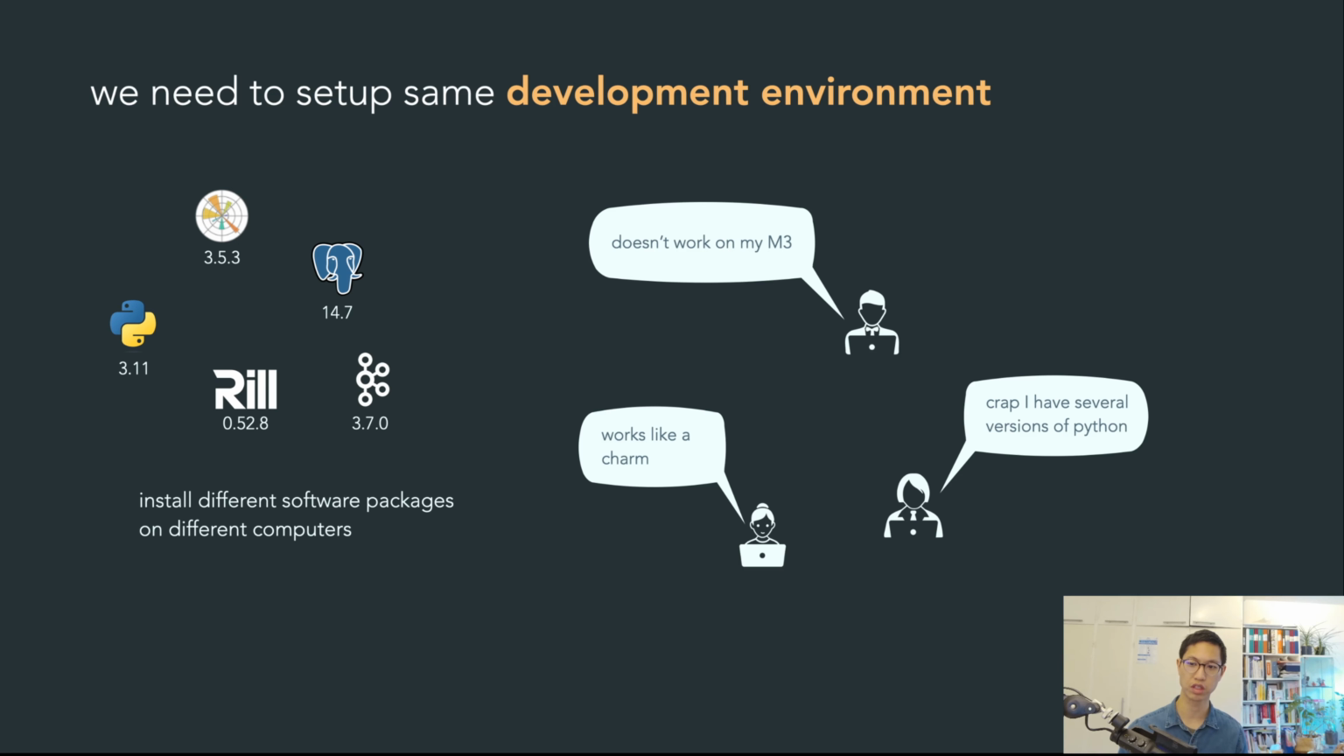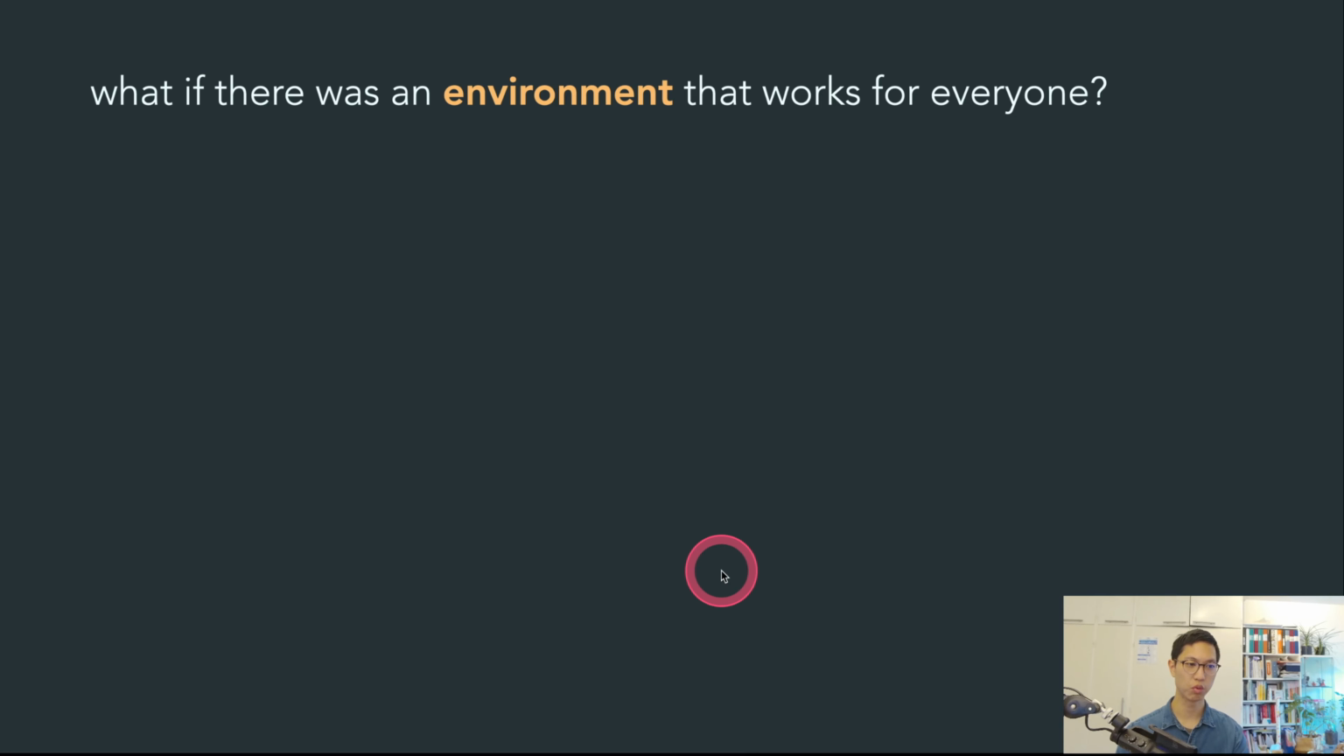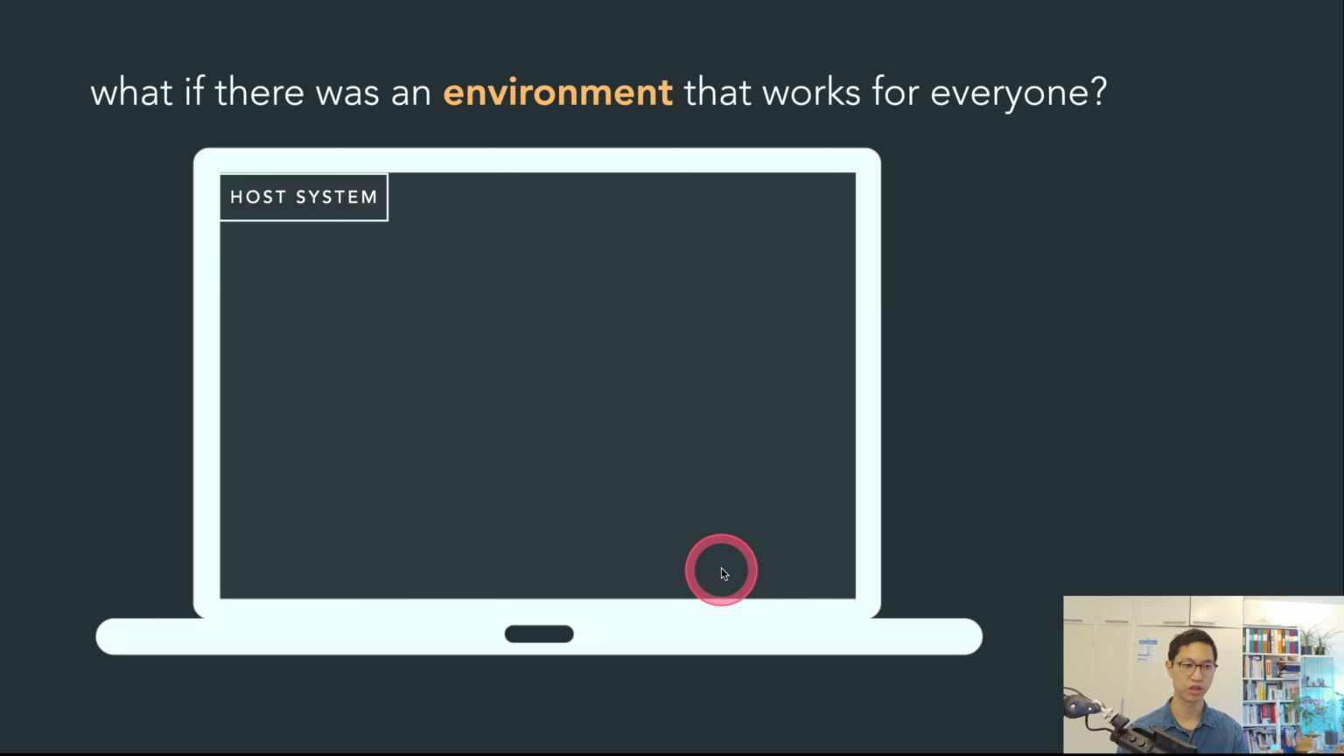You want the development environment to be the same as the one that you use for production later on, right? You don't want a production environment that doesn't work. You want everyone in your team to be able to work with the same environments. So in order to do this, what if there was an environment that works for everyone and it will work in production as well?